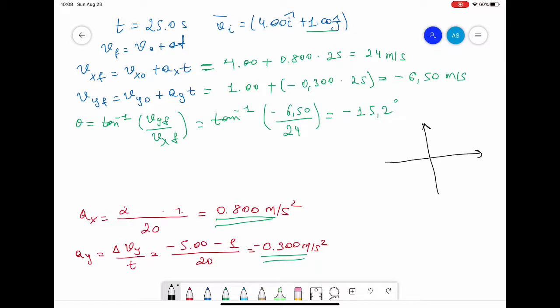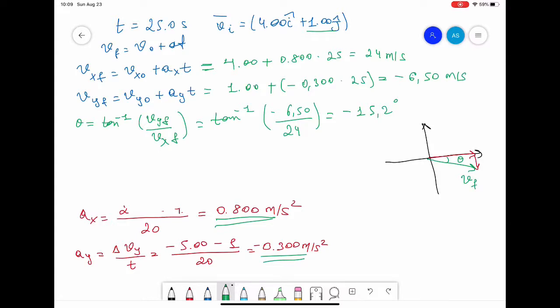Okay, you can also draw the coordinate system. Suppose your v x was 24, right? So it's somewhere here, let's say 24. Then your v y final is minus 6.5. It's something like here. So the resultant one will be drawn here, and this is your theta angle. Okay, this is v final.